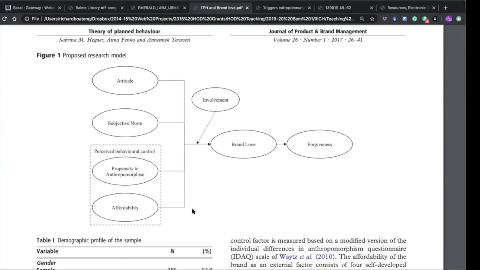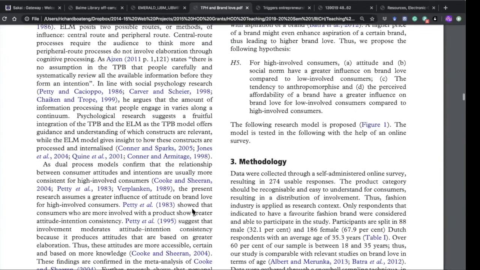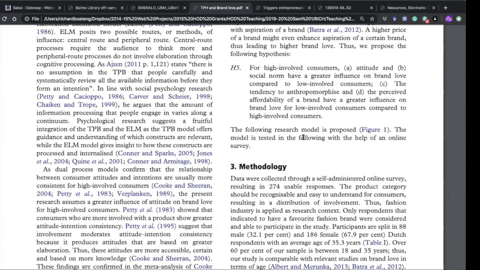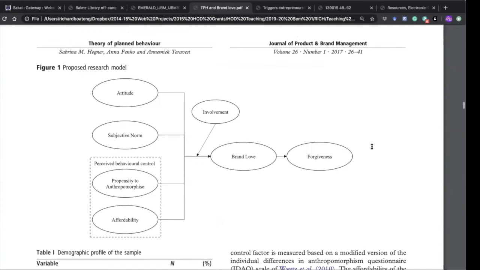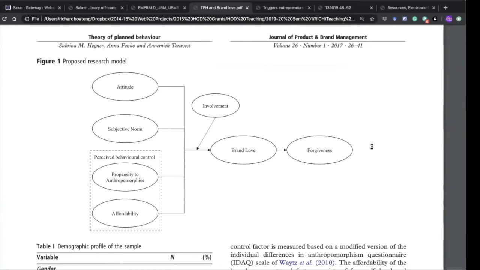So anytime anybody presents a conceptual framework, the next thing is going to methodology. You see, after presenting a conceptual framework, what do you see? Look at it: the following research model is proposed, figure one. The model is tested with the help of online survey methodology. You see that? Anytime you present your research framework or your conceptual model, the next thing you do is your methodology. You are going to the real world.